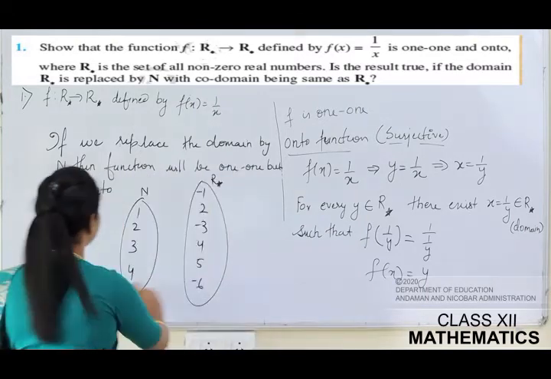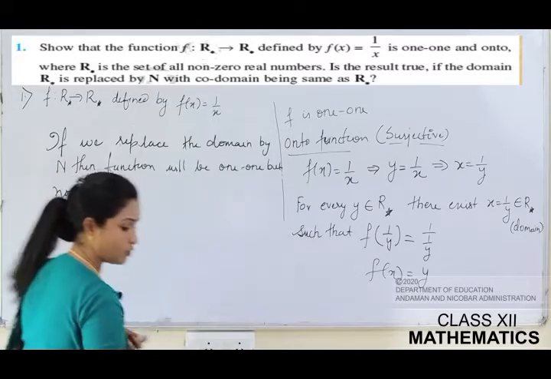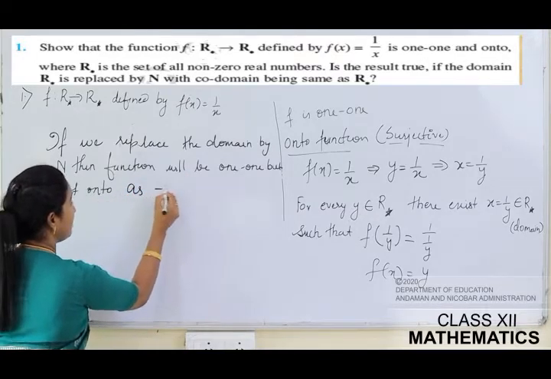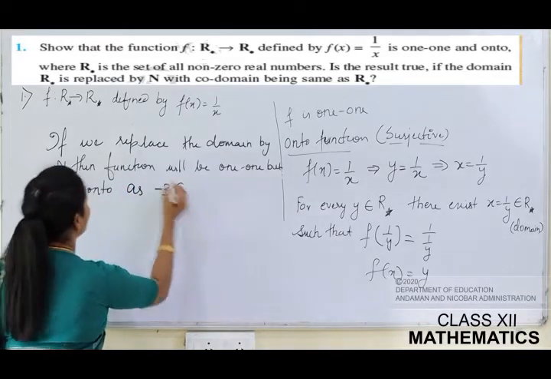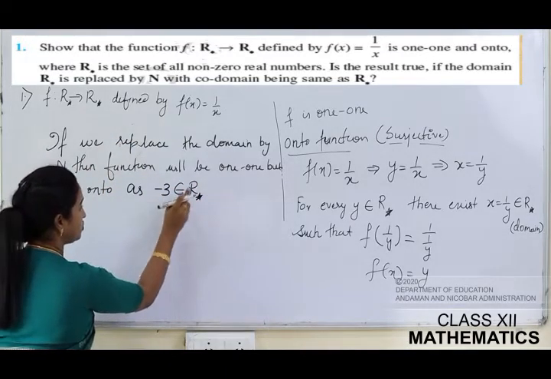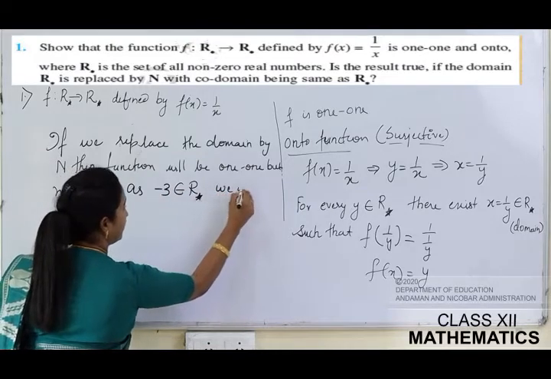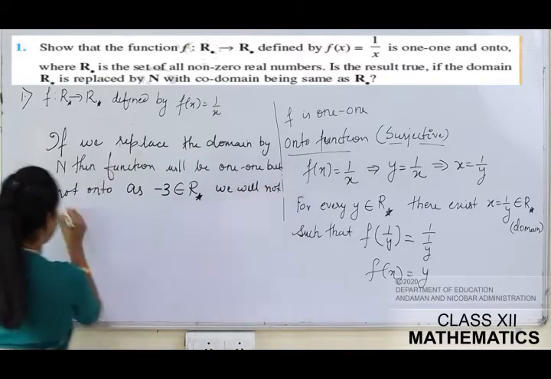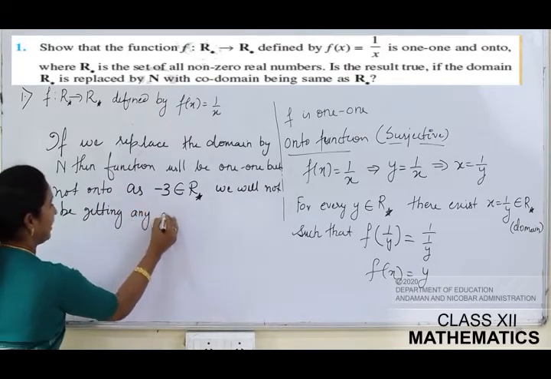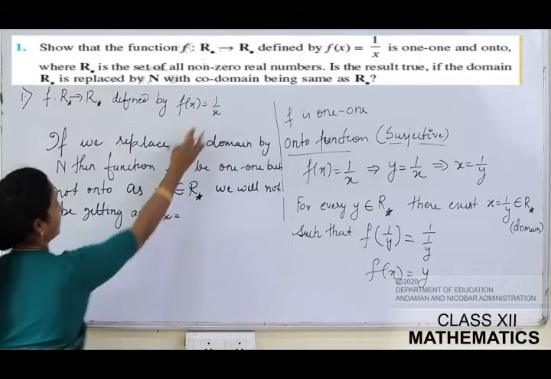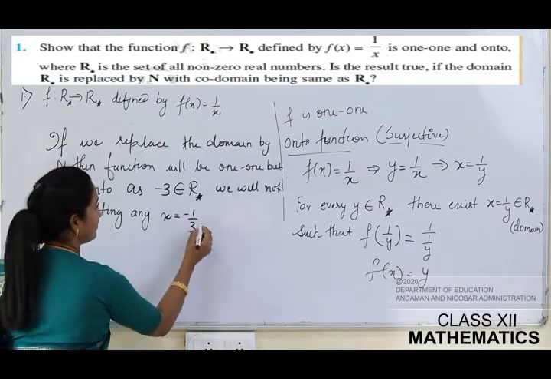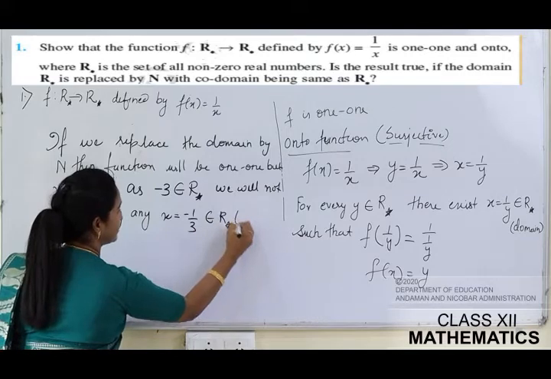And how are you going to give the reason? The reason you have to give is: it will be 1-1 but not onto, as if you take -3 belongs to the codomain R star, we will not be getting any x. X means what? What will x be here? If this is -3, we will not be getting x is equal to -1/3 which belongs to R star, that is domain.